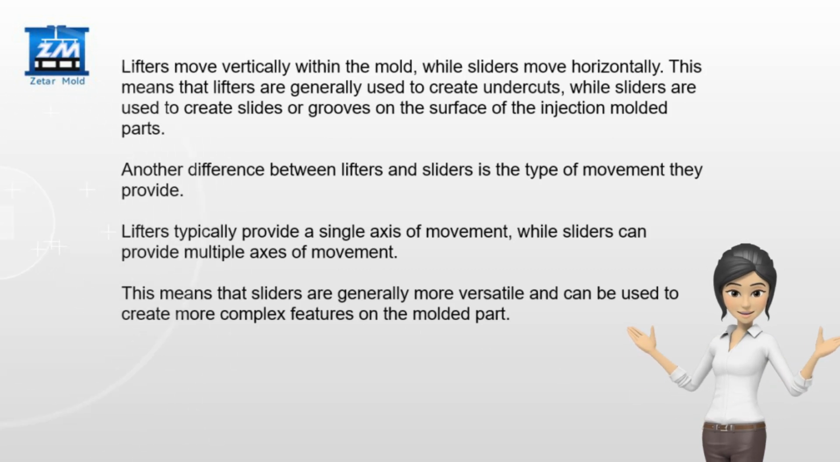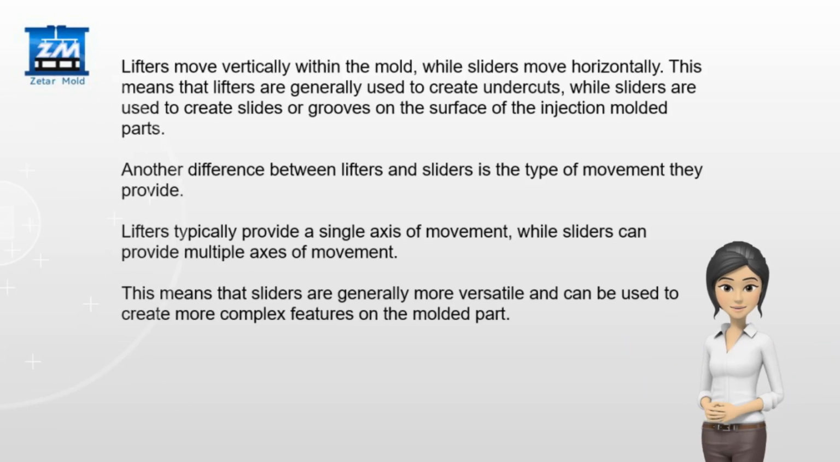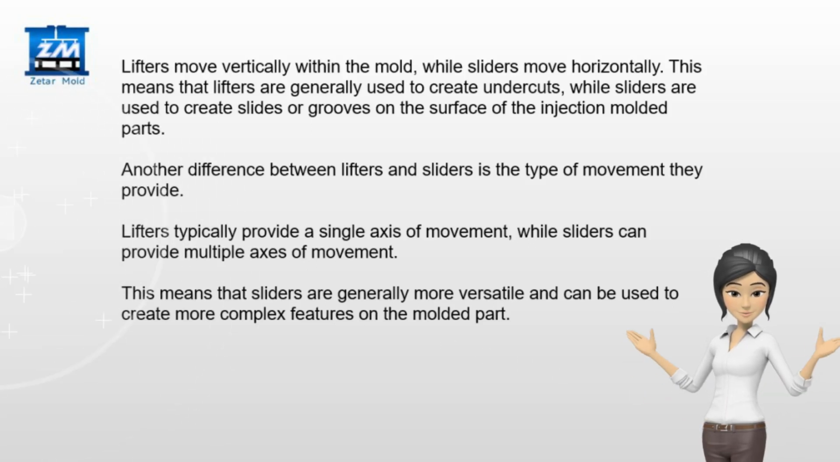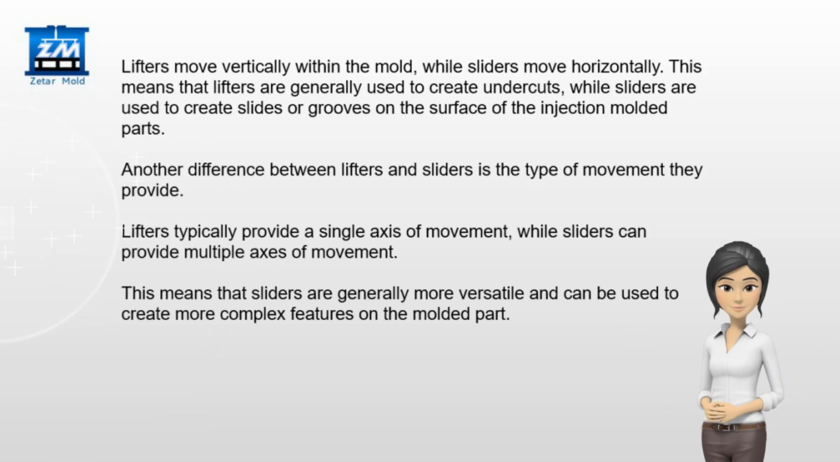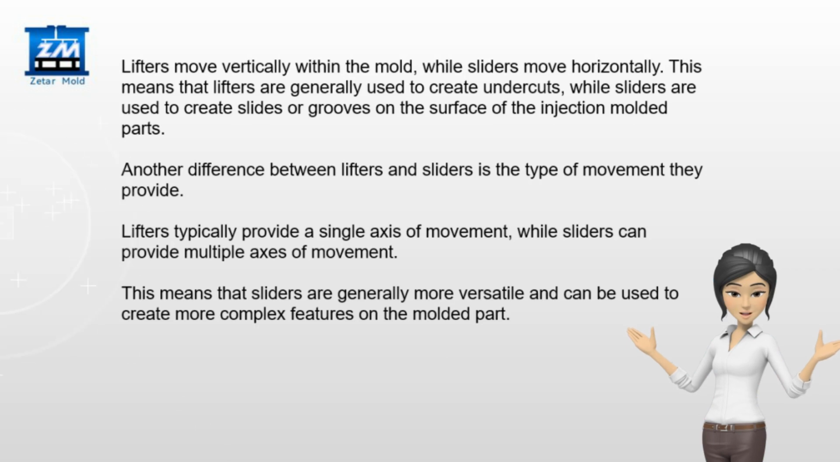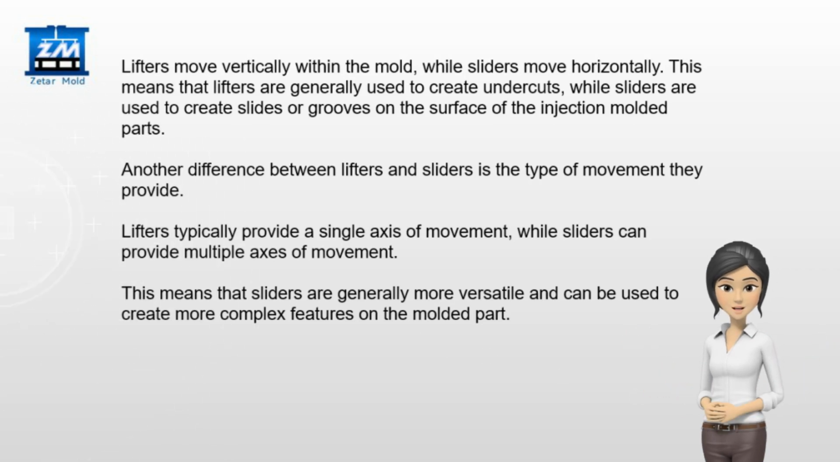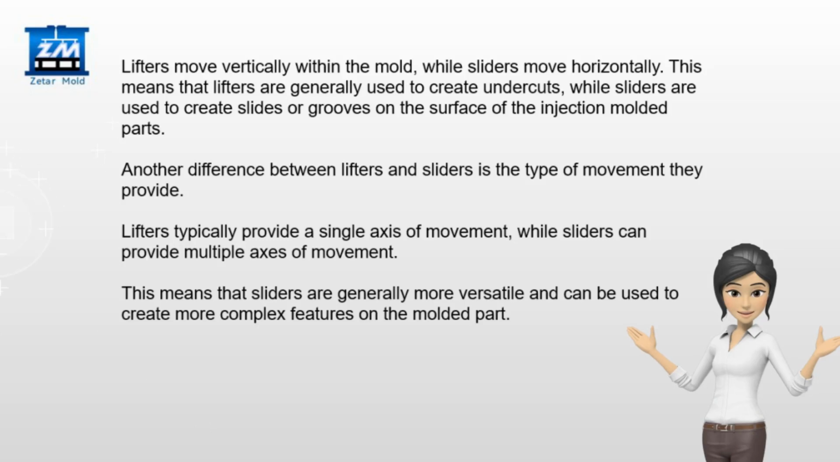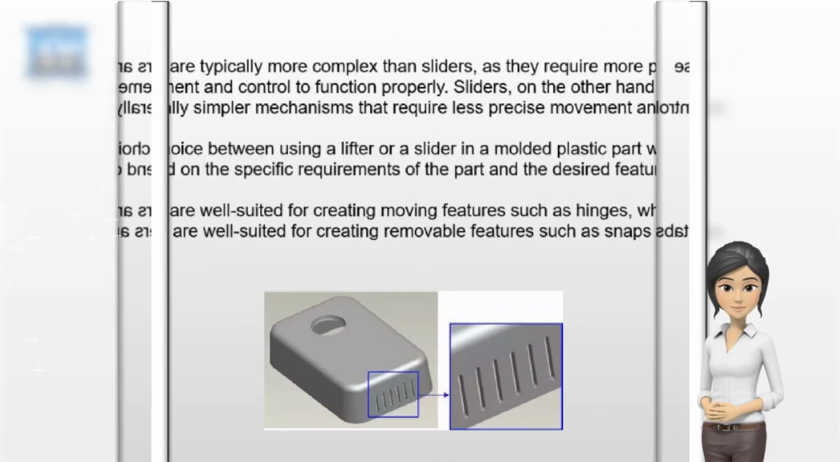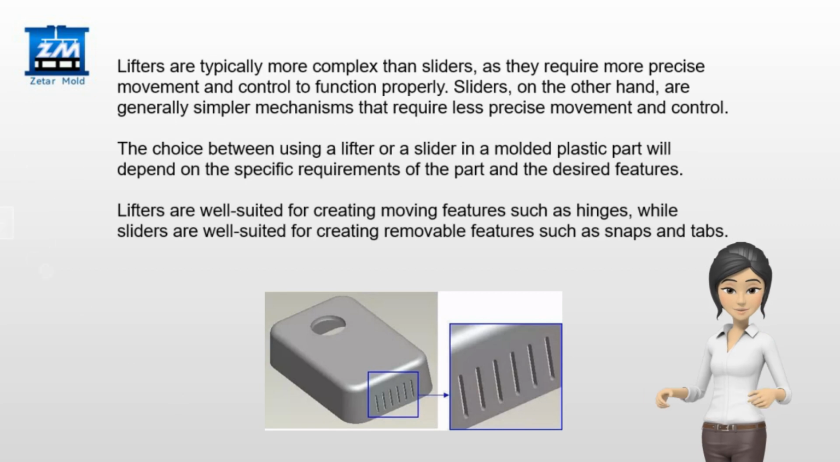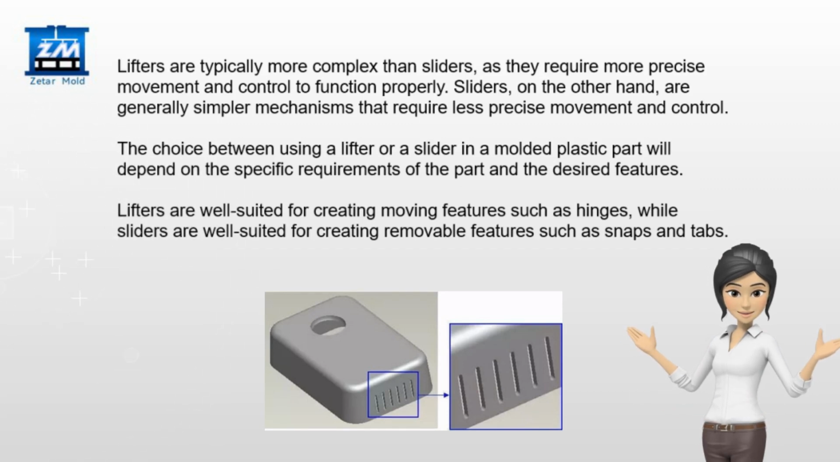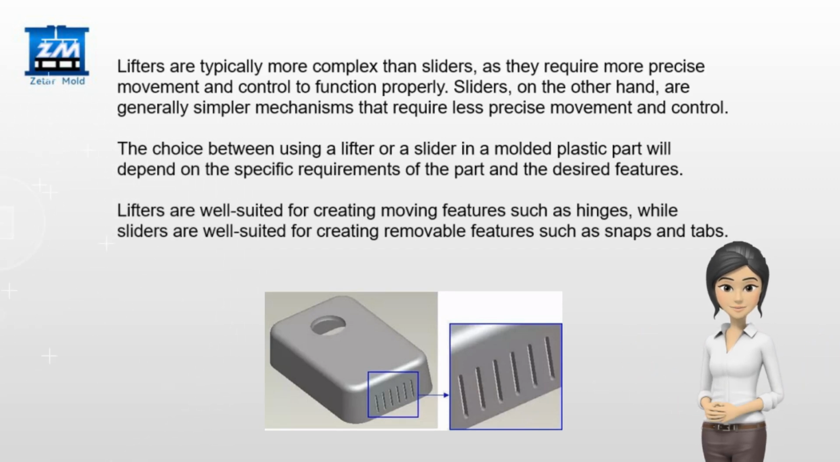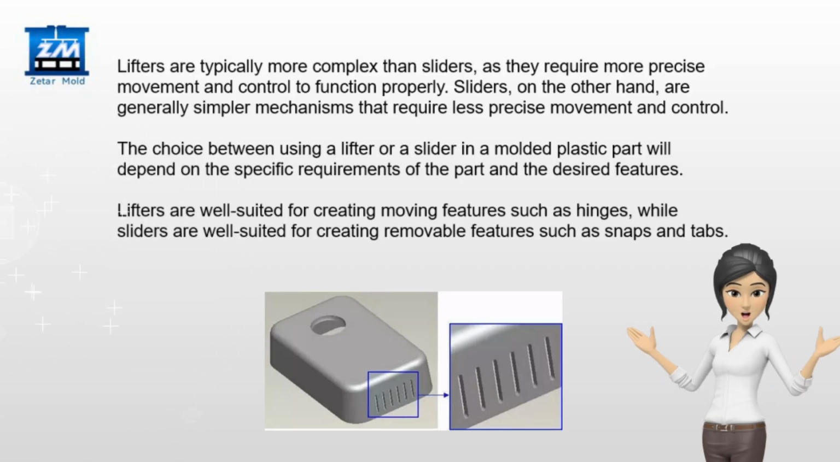Another difference between lifters and sliders is the type of movement they provide. Lifters typically provide a single axis of movement, while sliders can provide multiple axes of movement. This means that sliders are generally more versatile and can be used to create more complex features on the molded part. Lifters are typically more complex than sliders, as they require more precise movement and control to function properly. Sliders, on the other hand, are generally simpler mechanisms that require less precise movement and control.